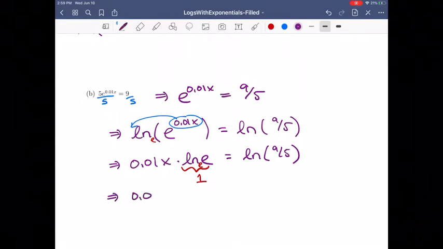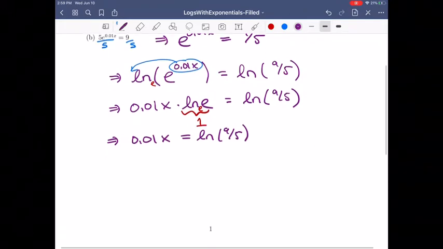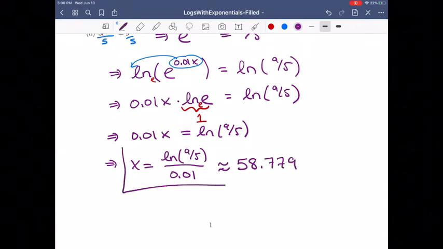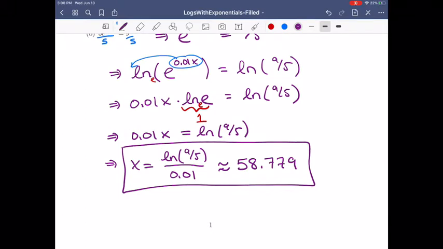Okay, so then I get 0.01x equals ln of 9 over 5. So that means that x is ln of 9 over 5 divided by 0.01. So that's our exact answer. If you want an approximate answer, you can use your calculator and you'll get 58.779. Okay, so you want to solve for the exponential and then take the log of both sides, whether it's log base 10 or log base e. I prefer log base e, but whatever your calculator can handle is fine.